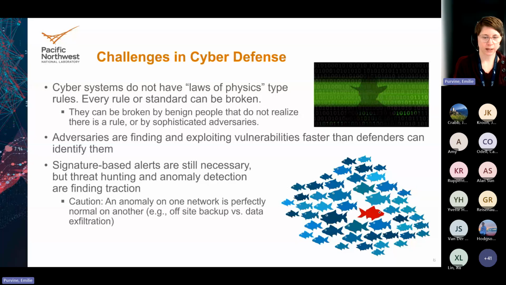So if one network uses offsite backup and another one doesn't, well, transferring a bunch of data off of the network is going to be perfectly fine in the place that uses offsite backups, but pretty damaging if you're not using offsite backups, right? Why is somebody transferring so much data off of the network? And so it can be hard to transfer rules or tools from one network to another, as again, all of these rules or standards can be changed depending on how you instantiate.